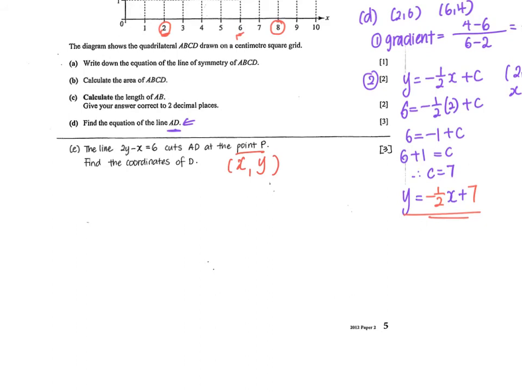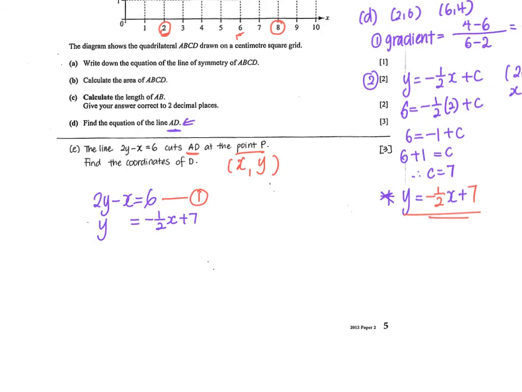So now they tell me that the first line is given by this equation, 2y minus x equals to 6. That's equation number 1. Then where do I get the second equation? It tells me that it cuts the line AD. What is the equation of AD? Have I found the answer just now? Yes, I found the answer over here just now. Equation of line AD now gives us y equals to negative half x plus 7.